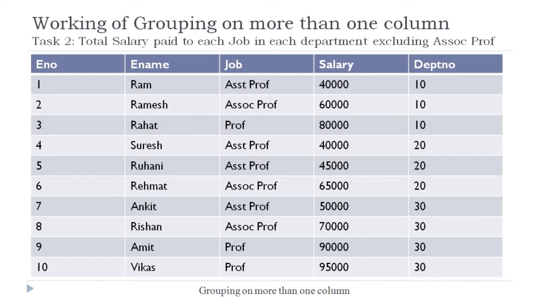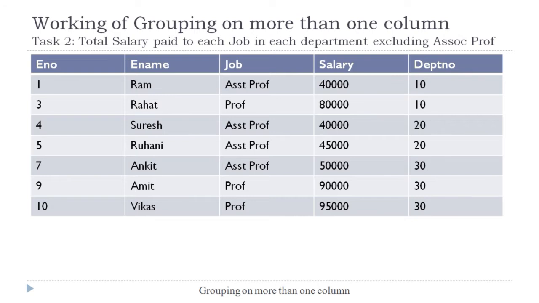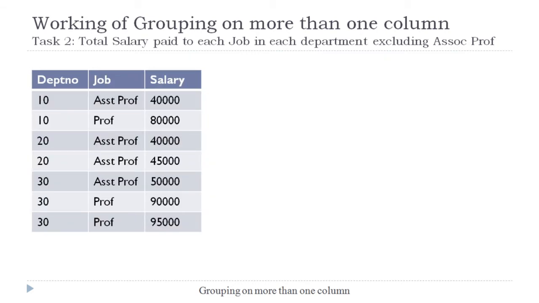Let us consider next task to display total salary for each job in each department excluding the records of associate professor. In this case, first step will be to exclude the records of associate professors as shown in this database. And for this, we have to use where clause of select statement. After exclusion of these records, grouping will be performed on department number field and then within each department number, grouping is performed on job field as performed in previous case. Here for simplicity, we are only considering 3 fields: department number, job and salary.